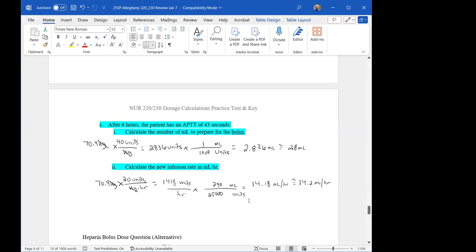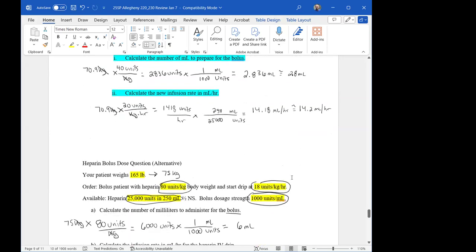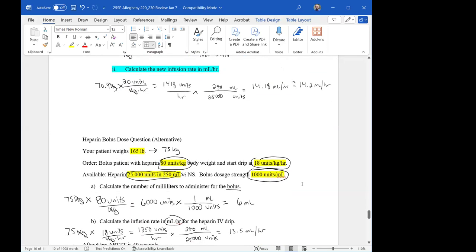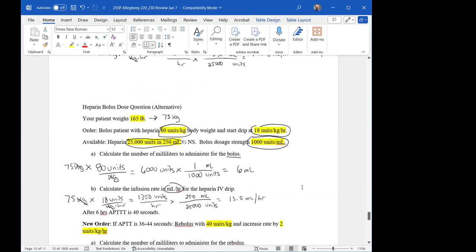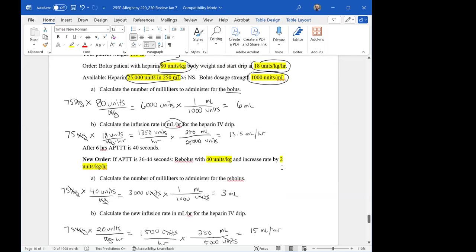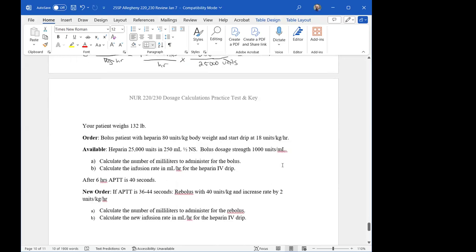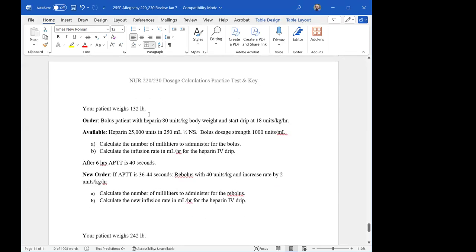So when I said the whole protocol is listed there, I created some shorthand heparin questions that you can practice. Basically, I got rid of all the tables and all the numbers, and I just put in the important information: the bolus dosage strength, the available IV, and then what the orders are, and you can practice those. So I'm going to go down to one of these that I haven't done yet. We're going to do this 132-pound patient, and we're going to work through it.